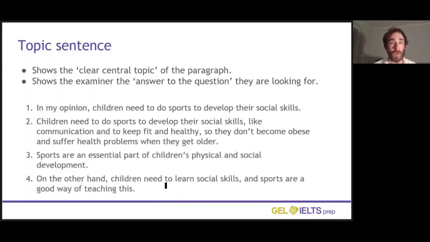Here are 4 examples of topic sentences. The question is about whether sports are necessary for children's development. So it's talking about education, health, and children. So are sports necessary for children's health and development? These are 4 possible topic sentences. I would like you to decide if these are good or bad. First, look at the next question below this video for sentence number 1. Decide, is this a good topic sentence or a bad topic sentence? Choose the correct option now.